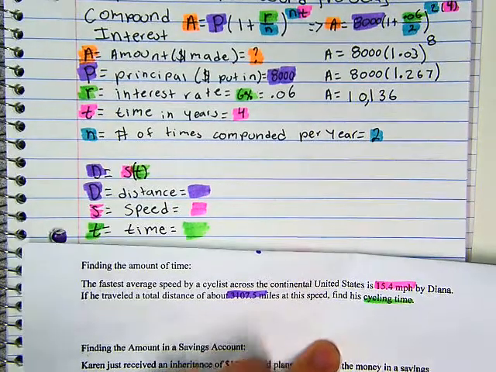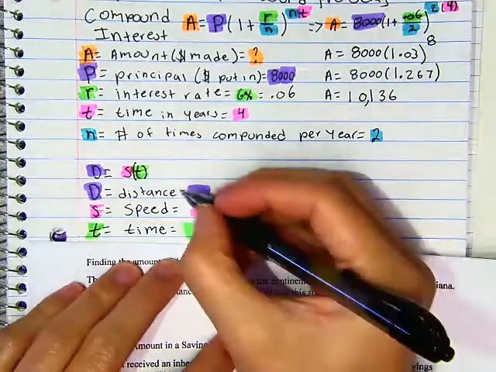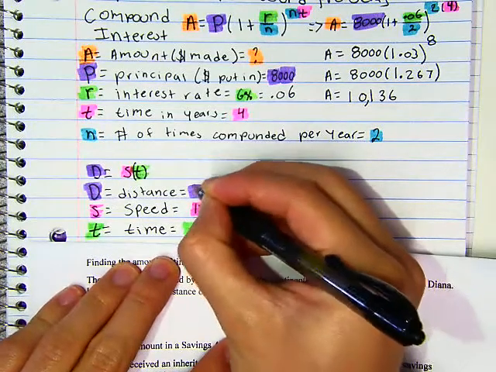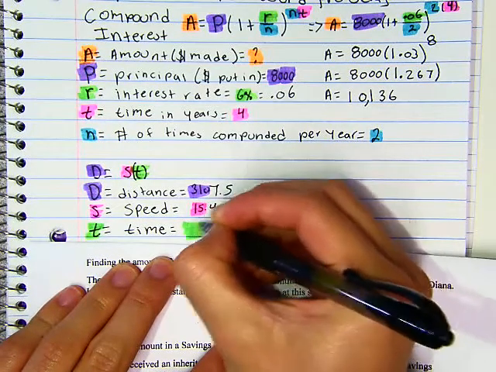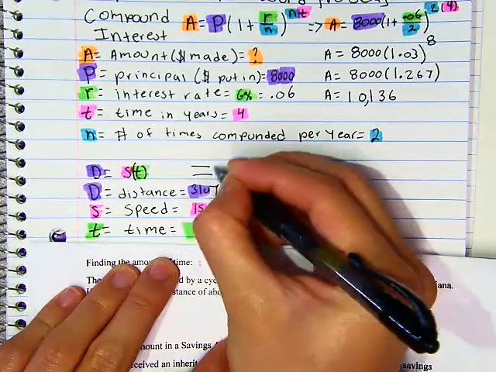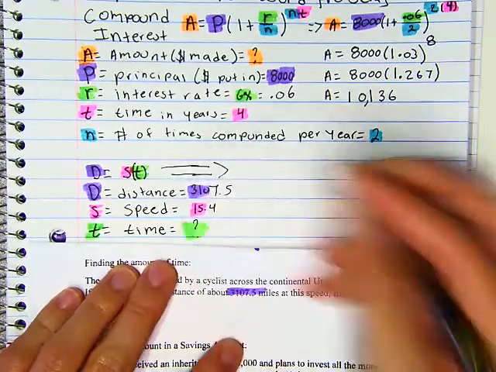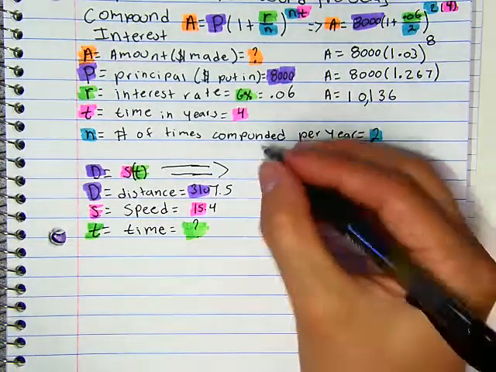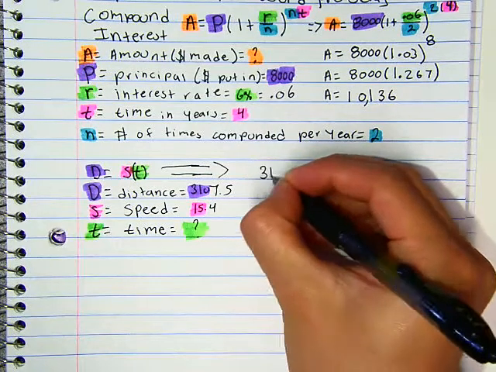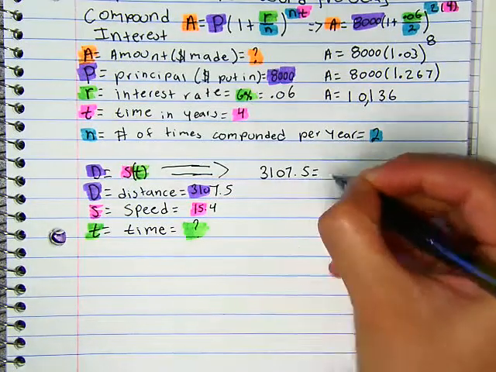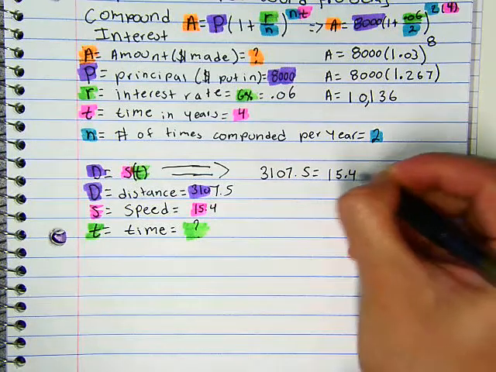So if we go ahead and fill this out, we're going to get 15.4, 3107.5, and a question mark. And we have our nice formula up there, D equals ST. So we'll go ahead and fill it in. We get 3,107.5 is equal to 15.4 T.